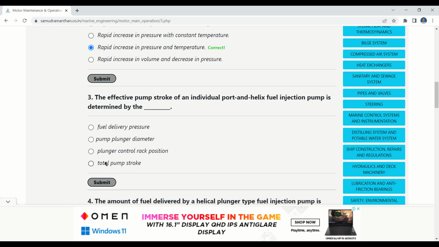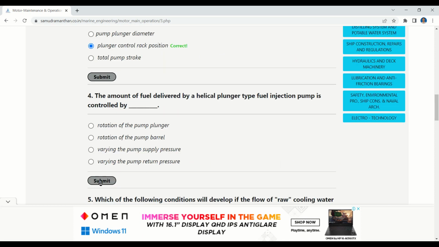Our next question is, the effective pump stroke of an individual port-and-helix fuel injection pump is determined by the, and the options are fuel delivery pressure, pump plunger diameter, plunger control rack position, total pump stroke. And the correct option should be fuel pump plunger diameter. No, this should not be the correct option. The correct option should be plunger control rack position.